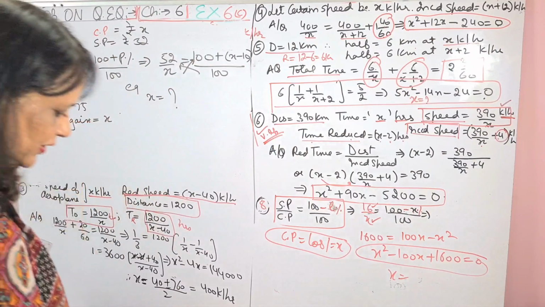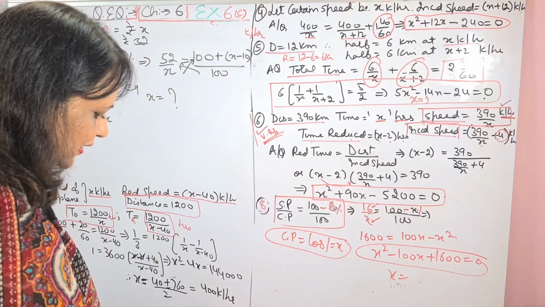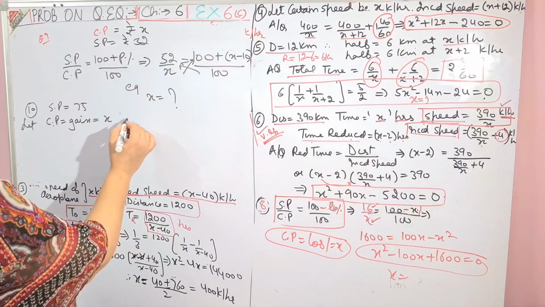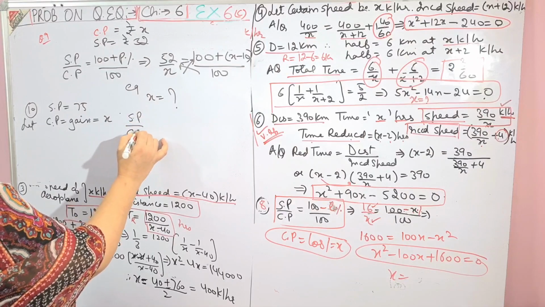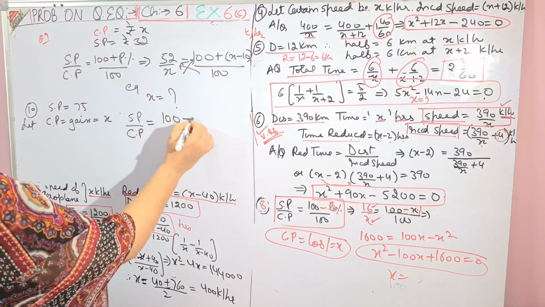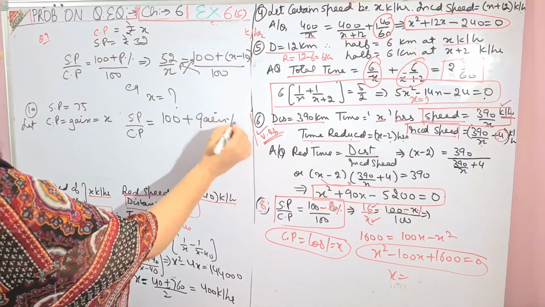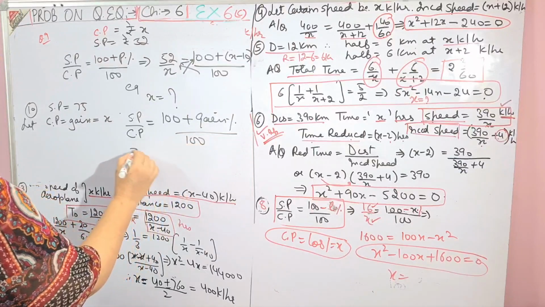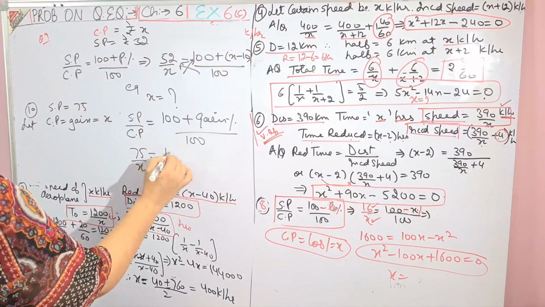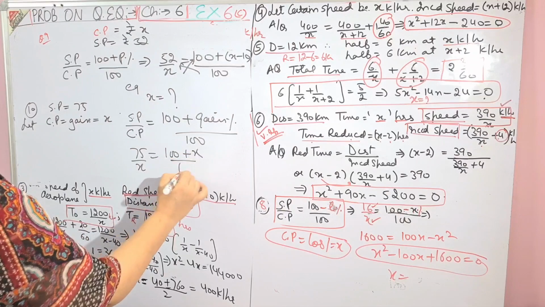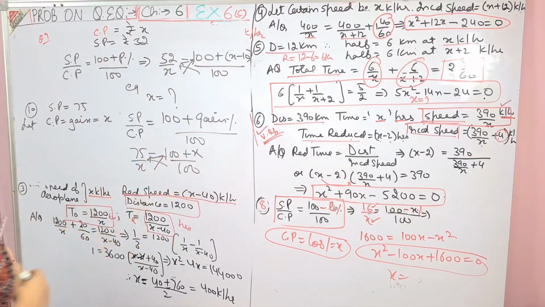So gain percent is also x. You read the question carefully, children. Mohan gained as much percent as it cost. Calculate the cost of shares. Same, children. SP upon CP, since it is gain, 100 plus gain percent upon 100. So 75 upon x, 100 plus x upon 100, cross multiply and get your answer.